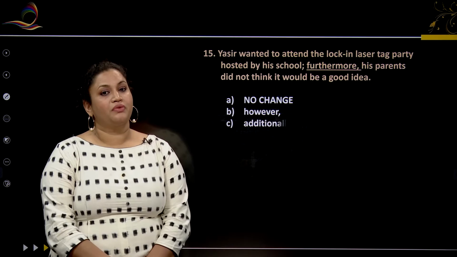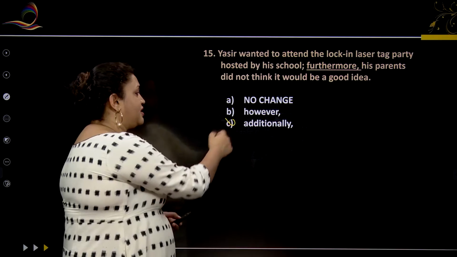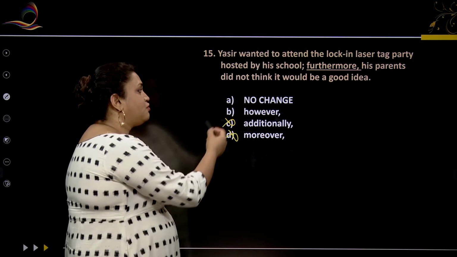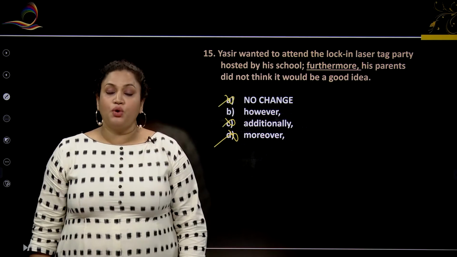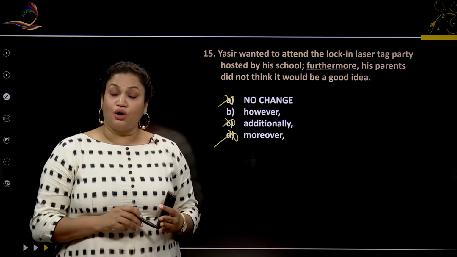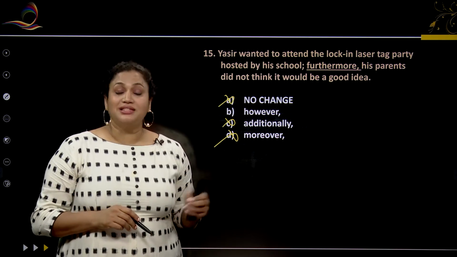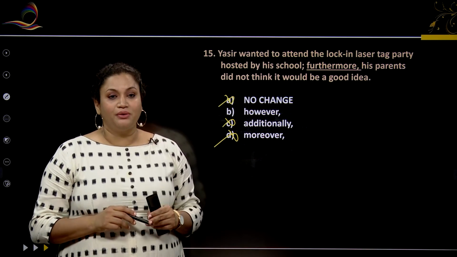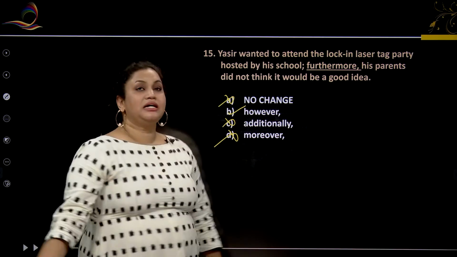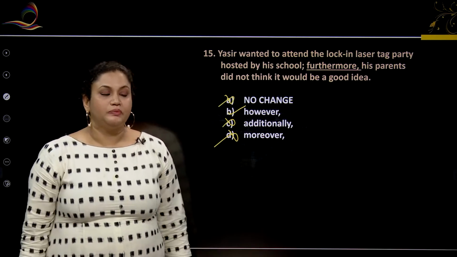It's a good option. Additionally, no, we are having two contrasting sentences. Therefore, additionally cannot be the right option. Moreover, also cannot be a right option. If you see, furthermore, additionally, moreover, all these are looking like synonyms. So all the three cannot be used. If at all you have synonyms in the options, make sure to eliminate all of them, because if one word cannot be used, how can its synonym be used? Therefore, B is the right option. However, moreover, like that.